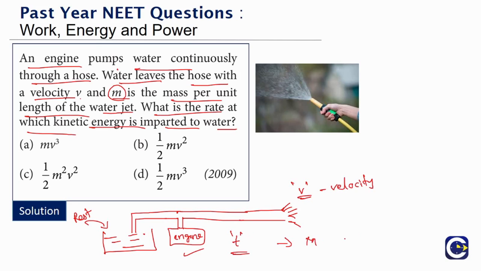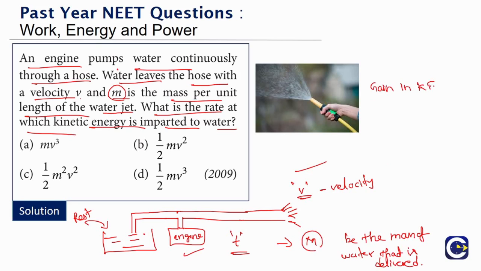Say for example in a time t, let capital M be the mass of water that is delivered. So in a time t, capital M is the mass of the water that is delivered. This mass of water is initially coming from the vessel, which is at rest, and finally it has a velocity v, right? So what is the gain in kinetic energy for this mass M of water? Half M v square, because initially it does not have any kinetic energy. Finally, the kinetic energy is half M v square. So the gain in kinetic energy will be this much.